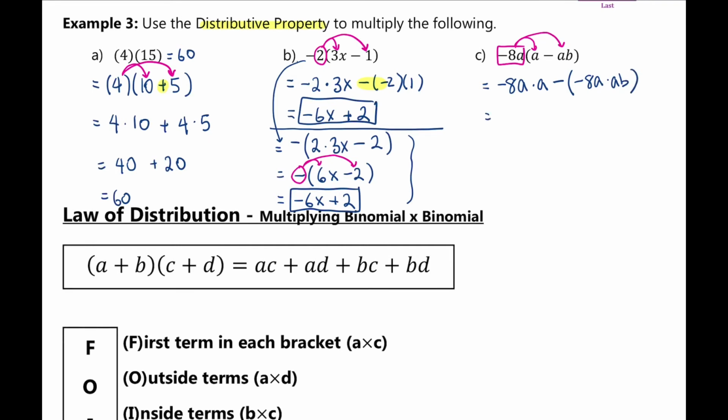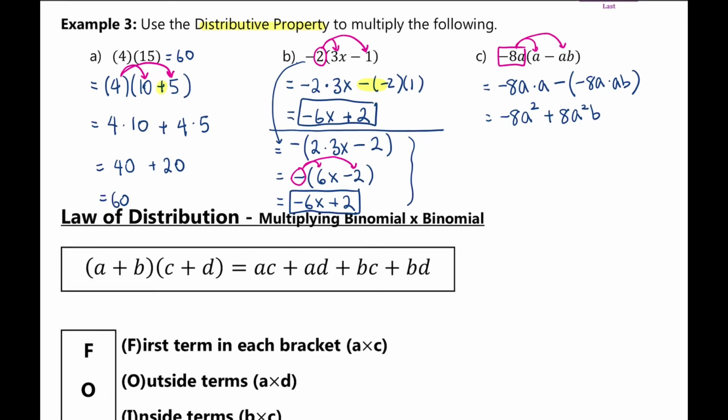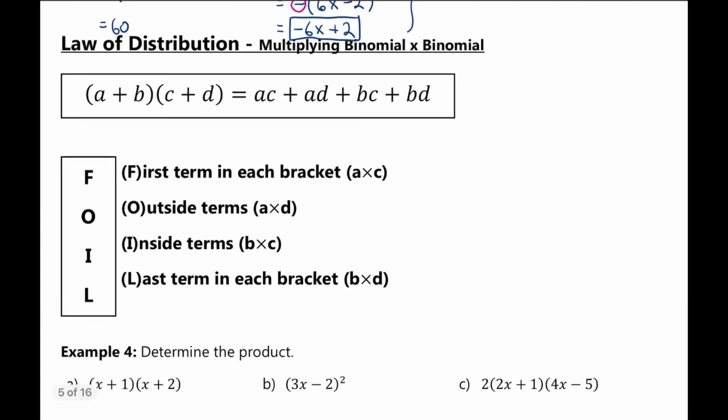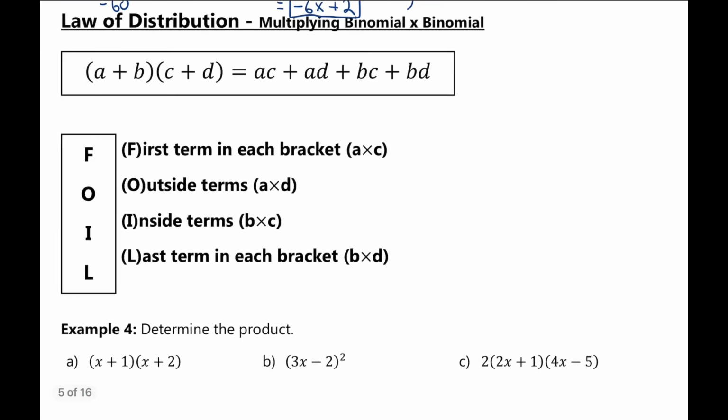So we get -8, and there's 2 a's here, so a squared, and negative makes a positive, so we have positive 8a squared b. So let's take a look at the binomial times binomial case using the distributive law. When you're multiplying two binomials, you need to distribute twice.